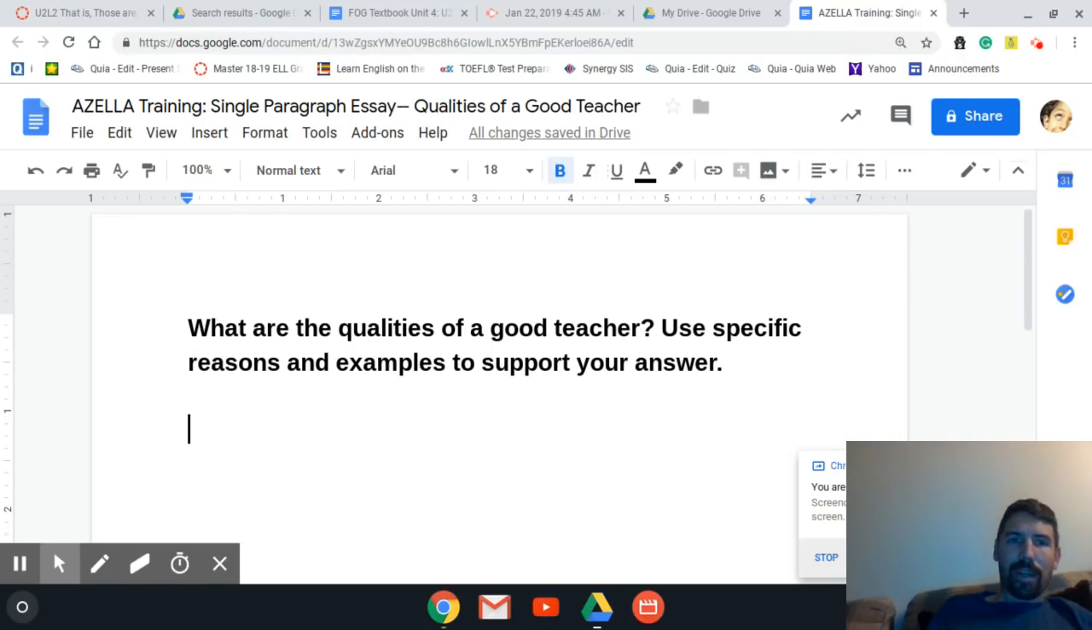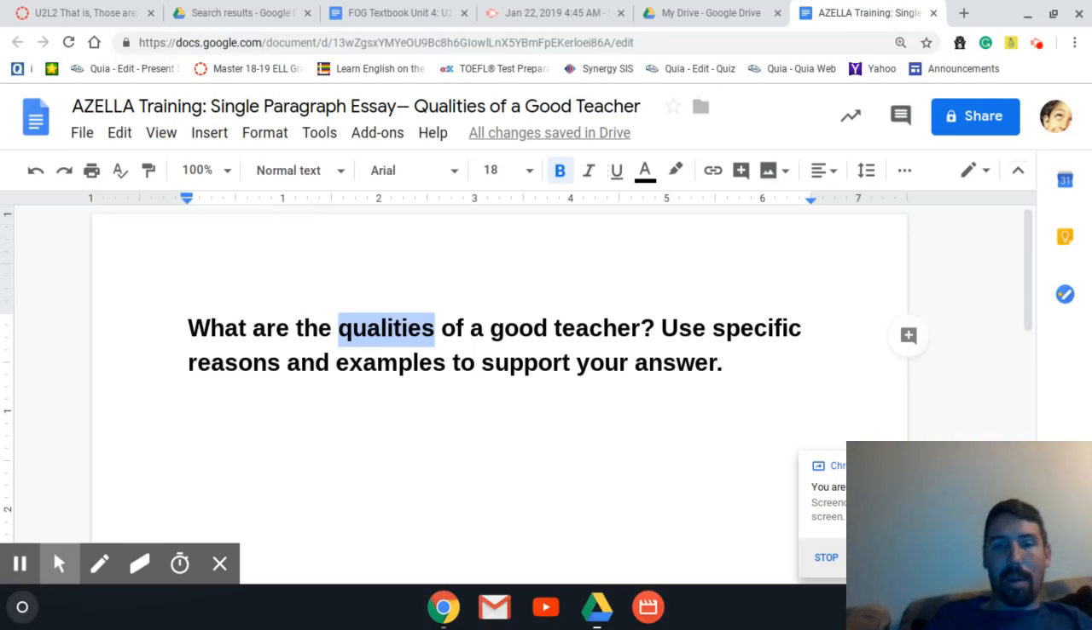Hello, everyone. I want to talk to you about my little trick for responding to questions on an assessment, like a Zella. The question that I want to talk about, I just made up. It says, "What are the qualities of a good teacher?" So qualities, those are positive adjectives to describe a good teacher.